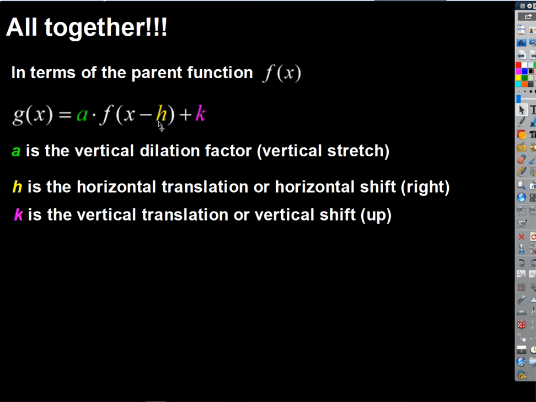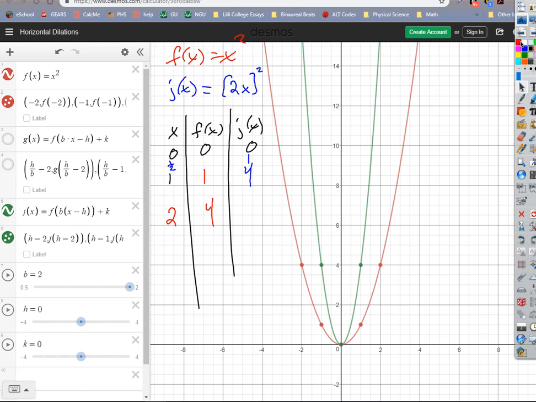You can kind of remember this the same way. If we want to do a similar thing for dilations, if we want to stretch the thing out horizontally, we're not going to multiply by 2.